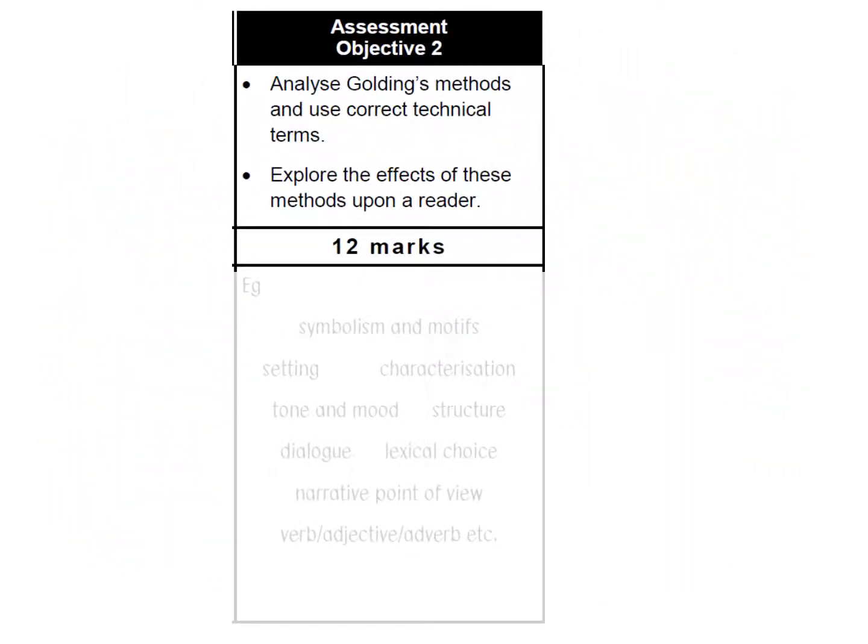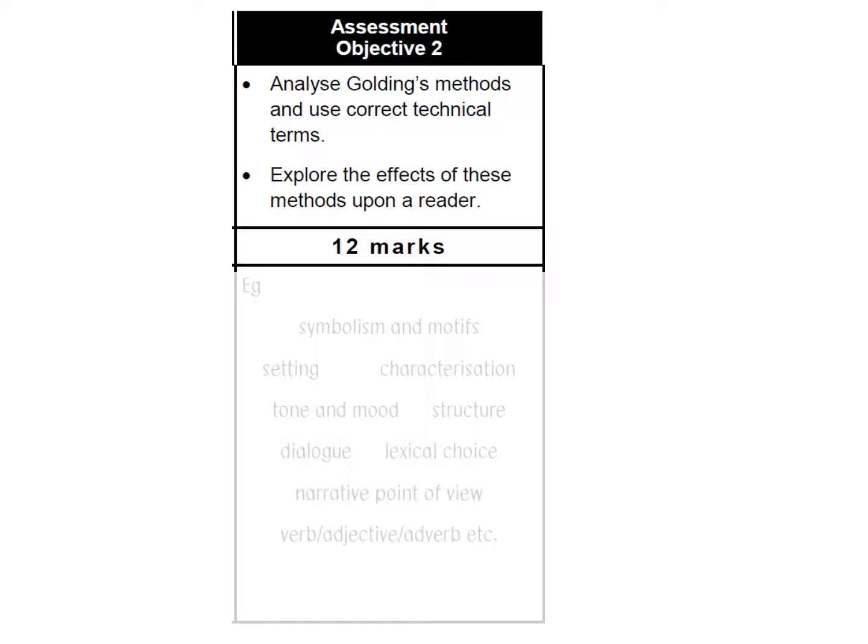Now, assessment objective 2 is pretty much what you do with the quotations. So analysing Golding's methods and using correct technical terms and exploring the effects of these methods upon a reader. So you're talking about Golding and his techniques, Golding and his ideas, and showing this is not a real life story, it's a novel, and he's used various techniques to get these ideas across.